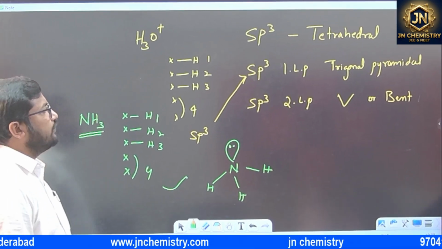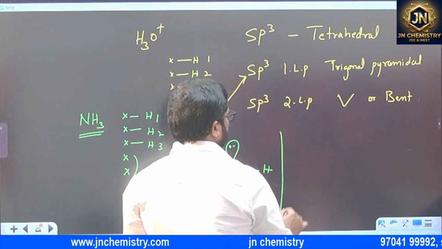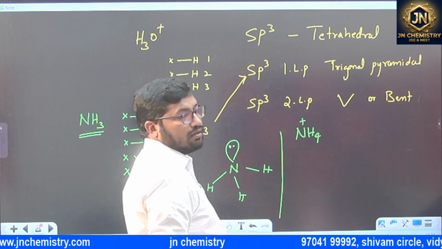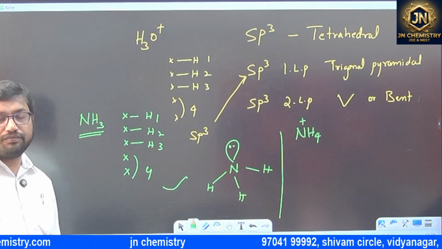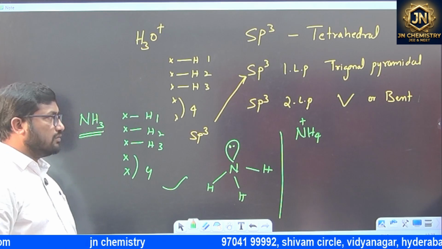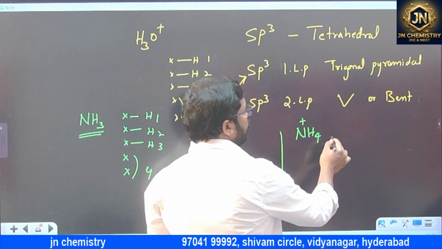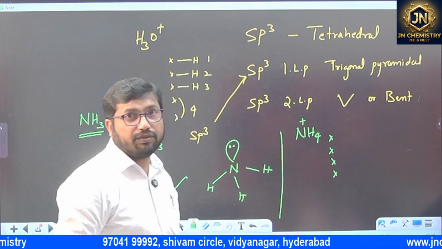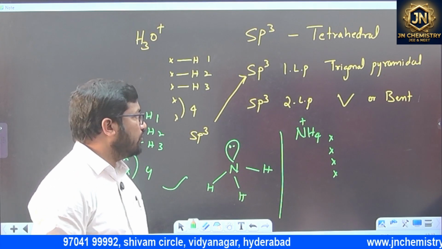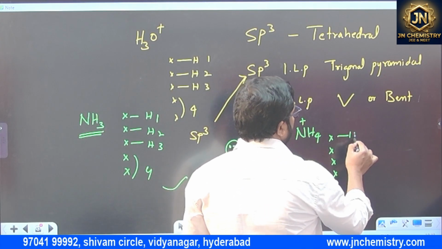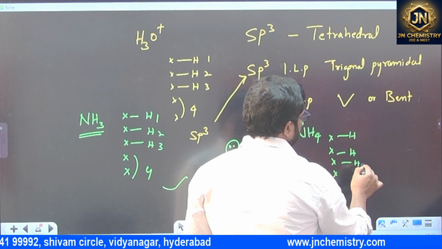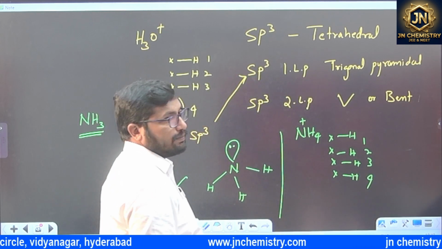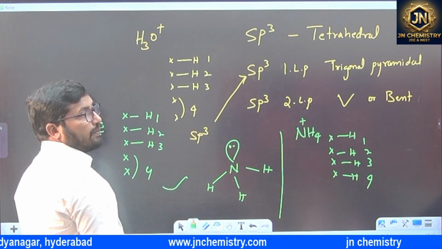For example, NH4 plus. Tell me how we have to do. So 4 only we have to take, right? 5 actually, but plus means we need to remove one, right? So 4 hydrogens, 4. 1, 2, 3, 4. 1, 2, 3, 4. 4 means sp3. sp3 with 0 lone pairs, tetrahedral.